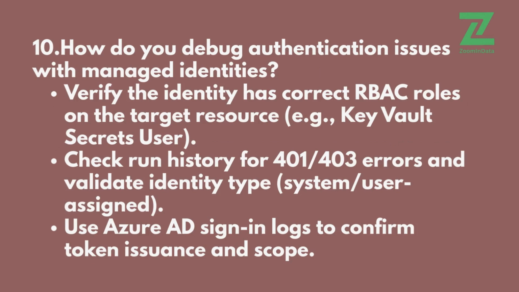How do you debug authentication issues with managed identities? Verify the identity has correct RBAC roles on the target resource. Example: Key Vault Secrets User. Check run history for 401, 400 errors and validate identity type, system or user assigned. Use Azure AD sign-in logs to confirm token issuance and scope.